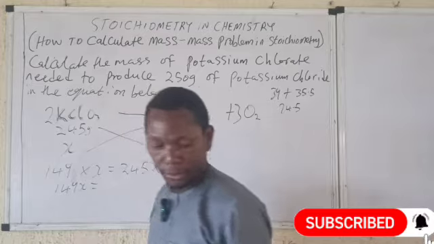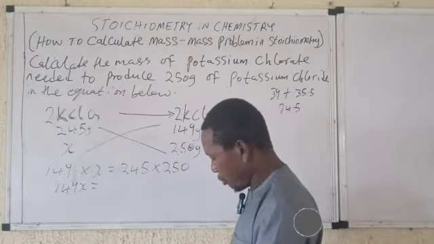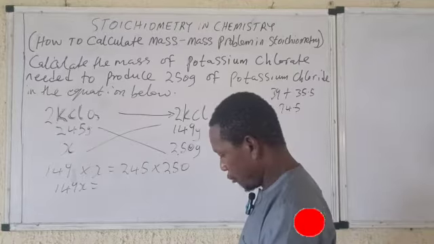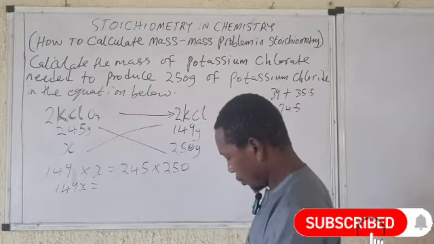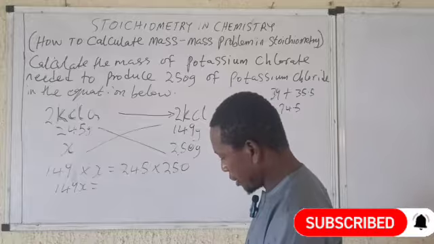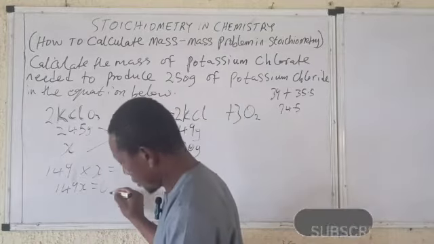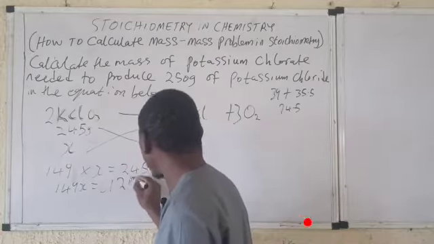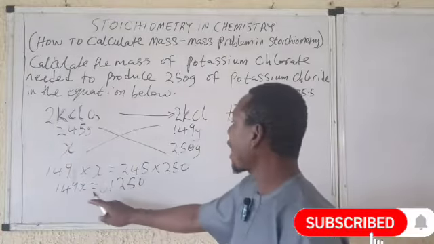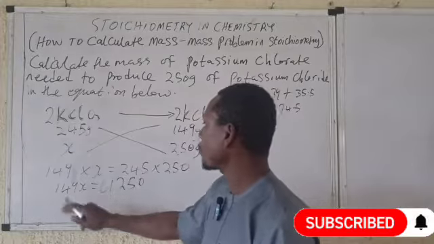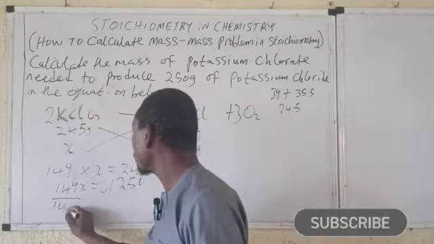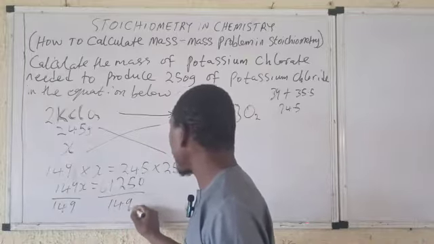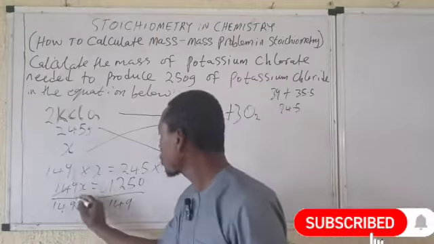149x is equal to, so use your calculator to do the simple multiplication. 245 times 250, and have your answer as 61250. So you can divide both sides by what? 149. So 149, then you divide this side also by 149. This will cancel out this.